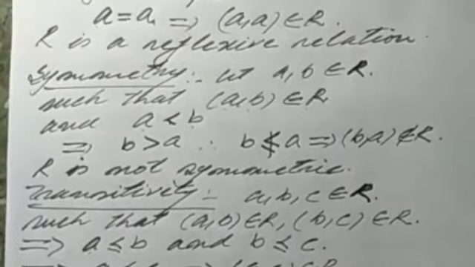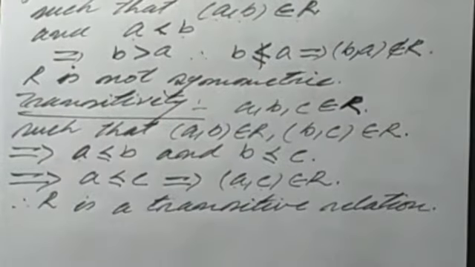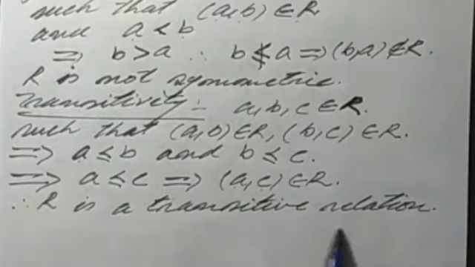So in this way we have proved that R is a reflexive relation and R is a transitive relation, but R is not a symmetric relation.